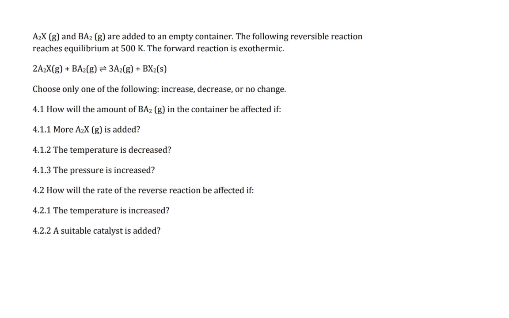Okay, so let's just look at this first example where they ask you questions regarding Le Chatelier's principle and how equilibrium shifts. So let's say I have these two hypothetical molecules, reactants, that are added to an empty container. The following reversible reaction reaches equilibrium at 500 Kelvin. Let's just highlight that in case they give us a different temperature, and they say the forward reaction is exothermic. They also could have said here next to it delta H is smaller than 0.